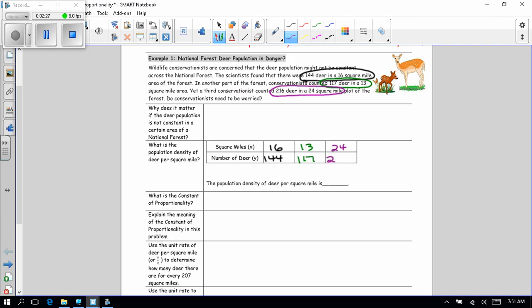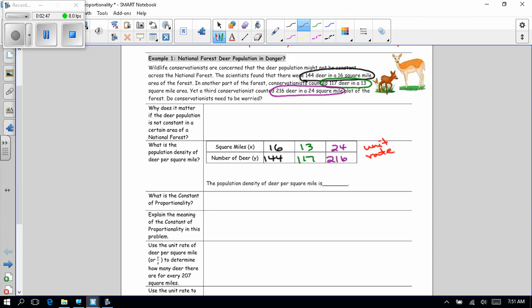There was 216. Well, the question is this, constant? Is it proportional? Does it stay consistent across all of those? And those numbers seem very strange to me. So in order for me to figure this out, I'm going to find the unit rate. All right, let's find the unit rate.